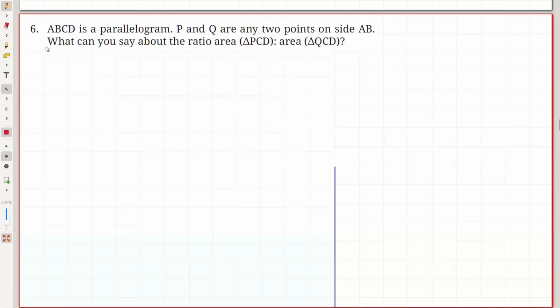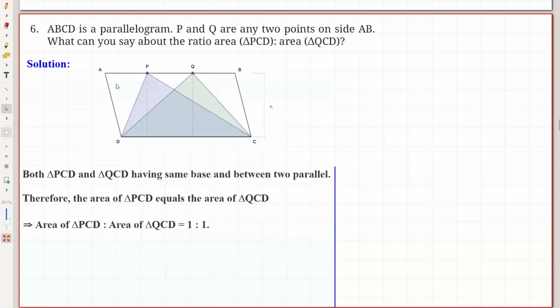Okay, question number 6. ABCD is a parallelogram. P and Q are 2 points on the side AB. What can you say about the ratio of the area of triangle BCD to the area of the triangle QCD? So the diagram we have to draw first. We have to take a parallelogram ABCD. In that I am taking P and Q as 2 points on the side AB.